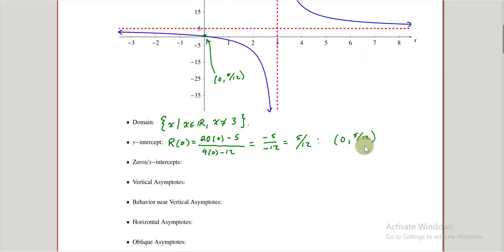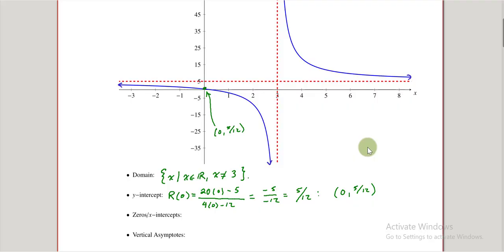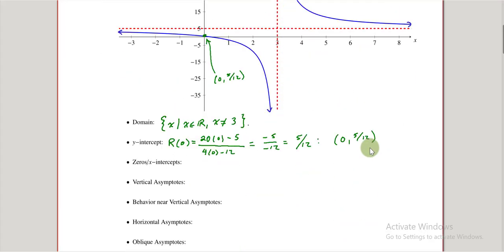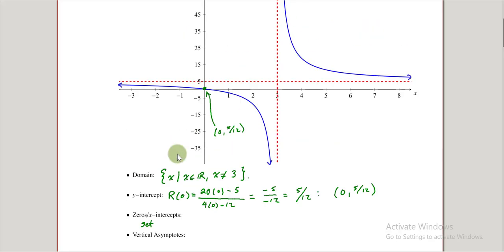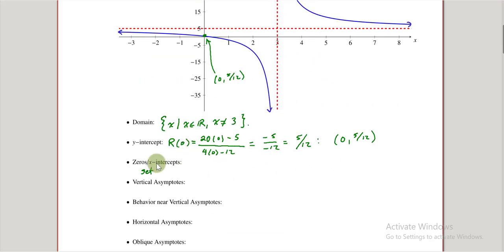The zeros of the function, or the x-intercepts, aren't the same, but they are related. They are wherever the graph crosses the x-axis. To figure that out, I'm going to set the numerator of this fraction, 20x minus 5, equal to 0. If I solve this, that happens when 20x is equal to 5, or when x is equal to 1/4. So we've just found that the only zero in this case is 1/4, and that the x-intercept is the ordered pair (1/4, 0).